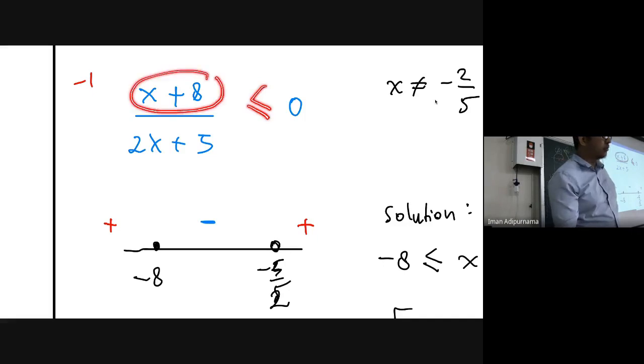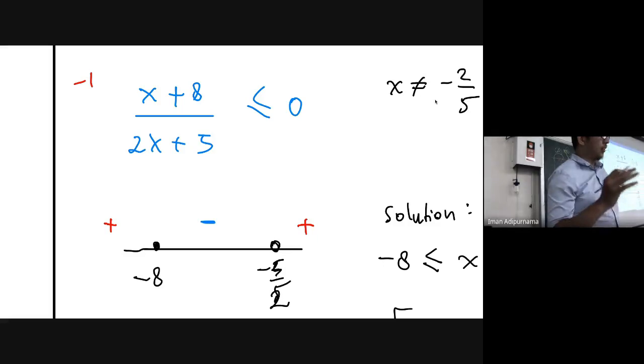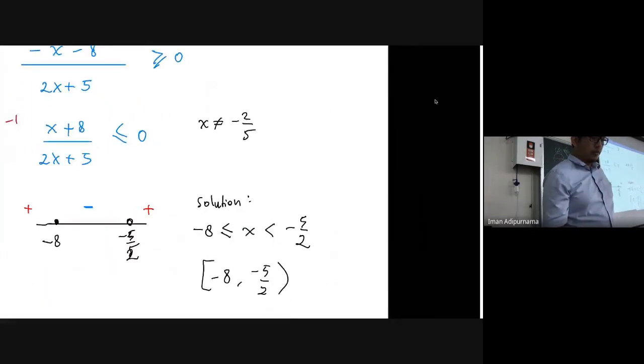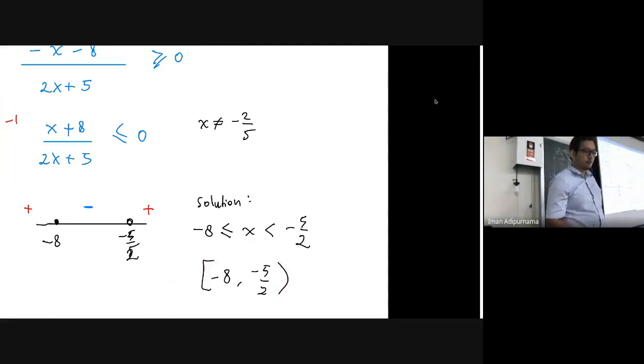For the top one, it doesn't matter, right? So you can have a full circle or a closed interval. But for here, it will be a hole. Why? Because of the domain. You don't want the domain to be equal to 0. That's why I need to put a hole here. So the correct answer will be from -8 less than or equal to x less than -5/2. Or you can write closed interval -8, -5/2, open interval. Okay.